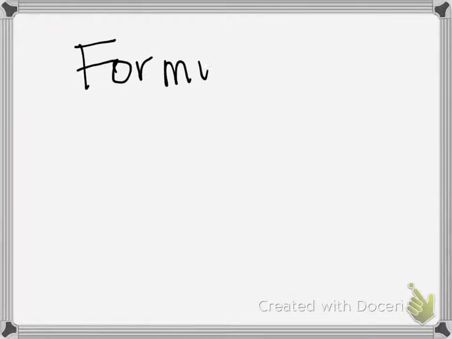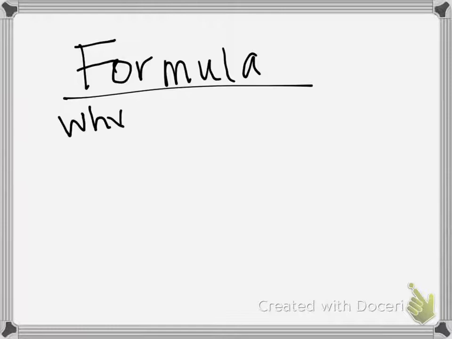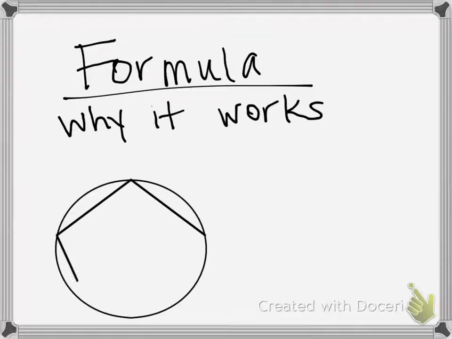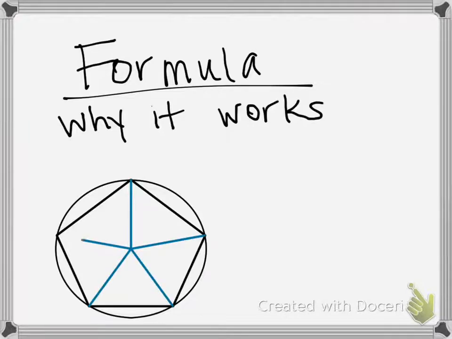But now I want to talk about where that formula came from and why it works, because we've never used this formula before. So here I have a pentagon inscribed in a circle, and it is a regular pentagon, or at least I tried to make it one. And I've already taken the liberty of drawing in blue my 5 radii, as well as 1 apothem in red.